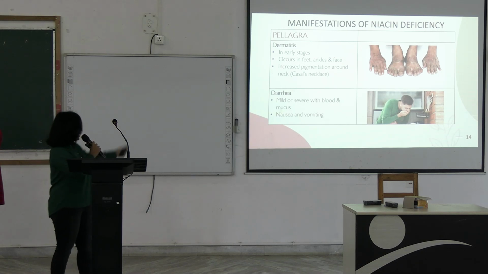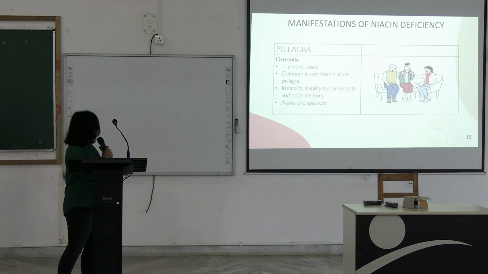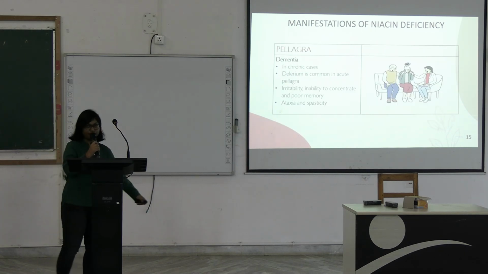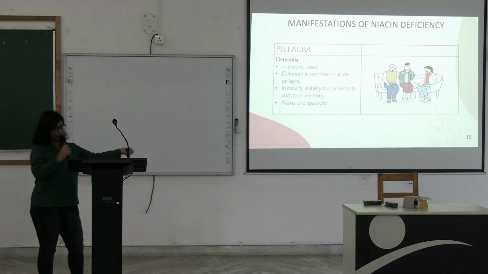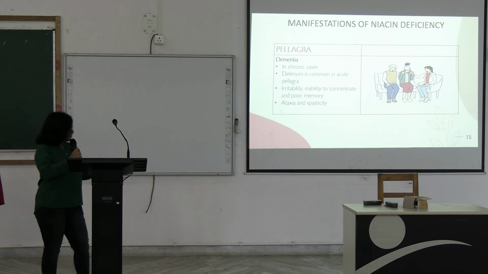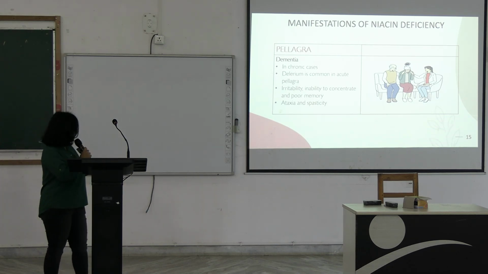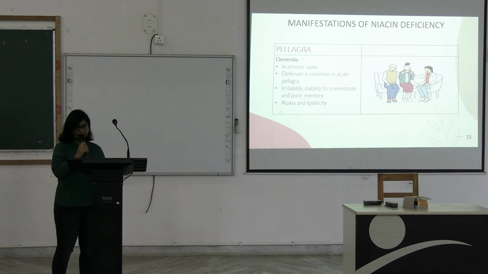The second D stands for diarrhea. Diarrhea, as you all know, can be mild or severe. It is accompanied by nausea, vomiting. Also, in severe cases, it leads to weight loss. The third D stands for dementia. Dementia occurs in the chronic cases. Here, irritability, inability to concentrate, memory loss occurs. Also, ataxia and spasticity can also be seen. The fourth D stands for death. That is, if pellagra remains untreated, it leads to the death of the individual.